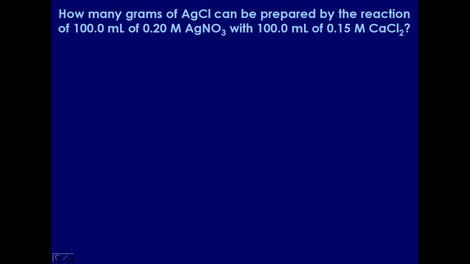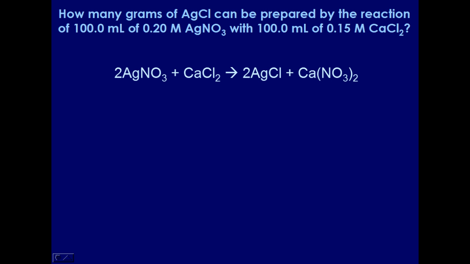The first thing we want to do is to write a balanced equation between our two reactants, the silver nitrate and the calcium chloride. Because those two are going to make silver chloride and calcium nitrate, our balanced equation will look something like this. Silver and calcium will exchange ions, and we will need to balance our equation with the coefficients of 2 for each of the compounds containing silver.